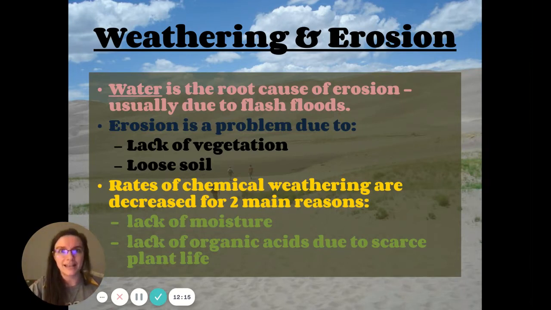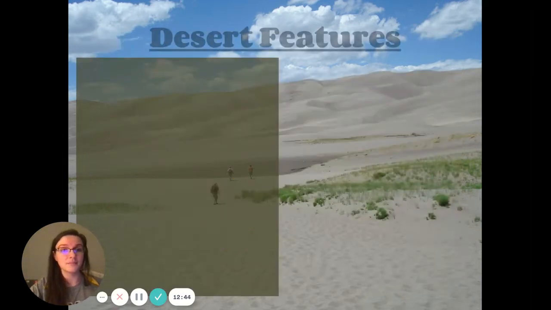Deserts don't have the acids needed to do the chemical reactions because there aren't plants producing those acids. So there's not a whole lot of weathering going on, not a whole lot of stuff being broken down. If there is, it is mostly by wind. But there is a whole lot of erosion. Erosion is a big problem. Water is the cause because of these flash floods, and it's because the soil isn't being held together by anything.